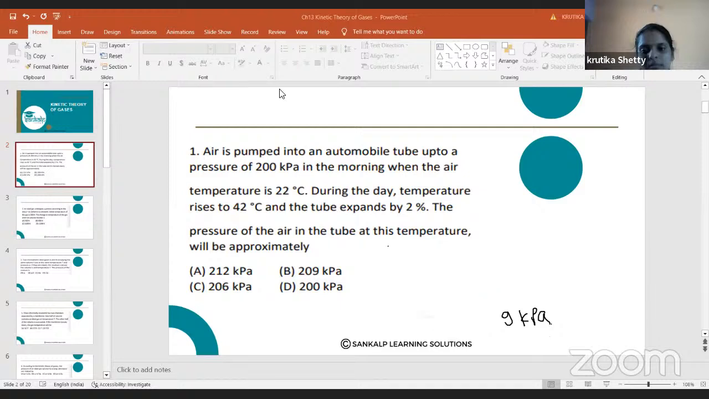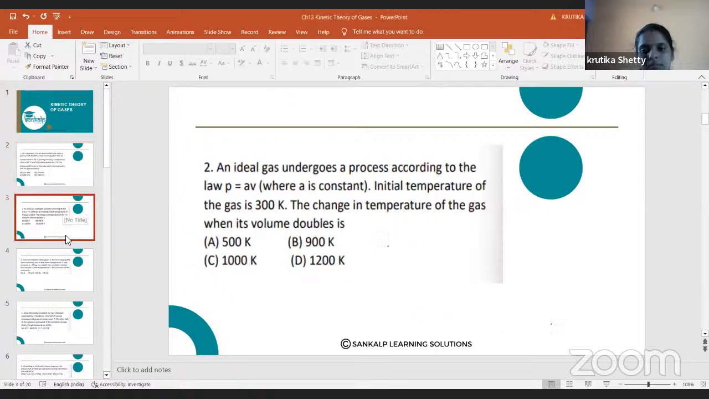The second question is, an ideal gas undergoes a process according to the law P is equal to AV. Here A is a constant, that is, pressure is directly proportional to volume. The initial temperature of the gas is 300 Kelvin. The change in temperature of the gas when its volume doubles is asked. So when the volume doubles, they are asking the change in temperature. So how to do this one? Let us see.